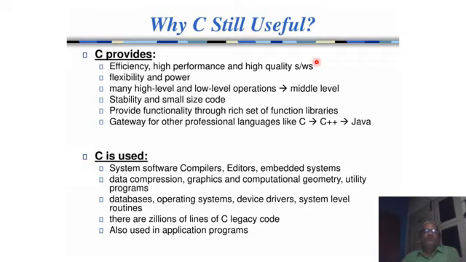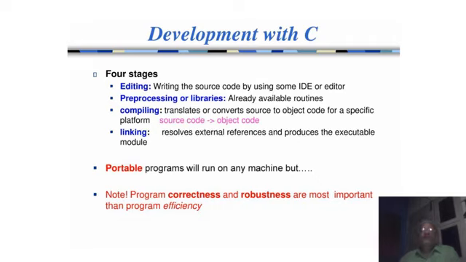Okay, what is C used for? C is used for system software, compilers, editors, embedded systems, data compression, graphics and computational geometry, utility programs, and developing databases, operating systems, device drivers, and system level routines. And there are zillions of lines of C legacy code also used in application programs. Okay, we now have some ideas about the history of C, why we are using it, and what it provides.